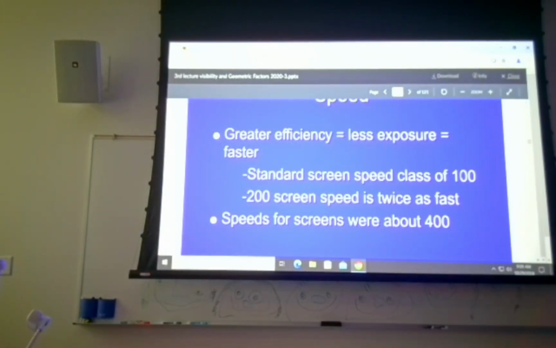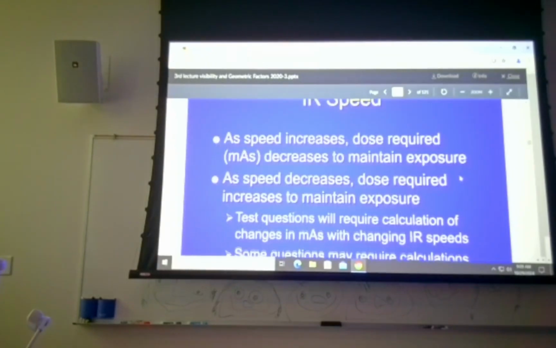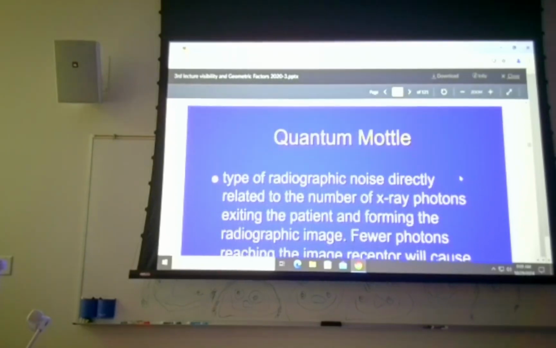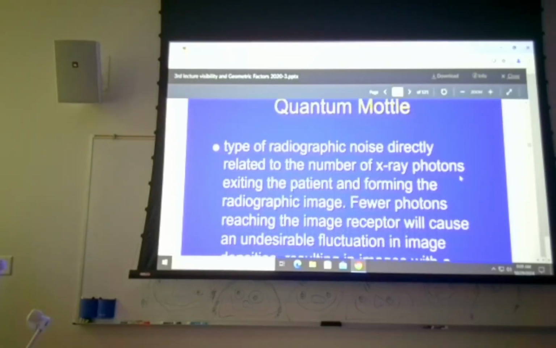4 times, right? 4 times the exposure. All right, so we're just going to go through all that because we talked about all that. Quantum mottle is still theoretical, still testable, but you're probably not going to see it because, again, of the sensitivity of your image receptors now.